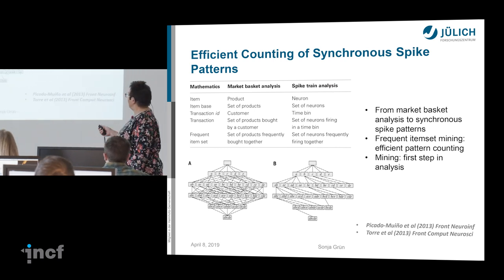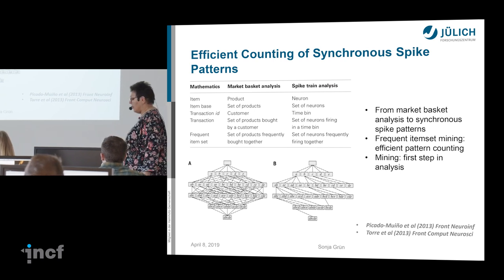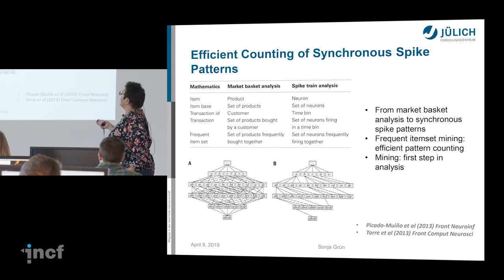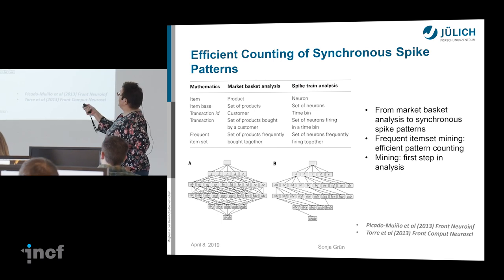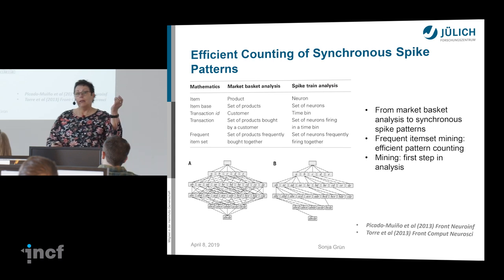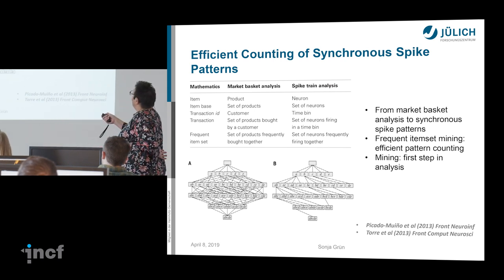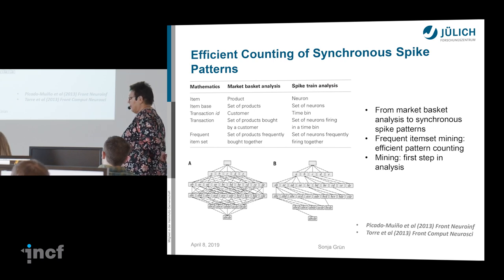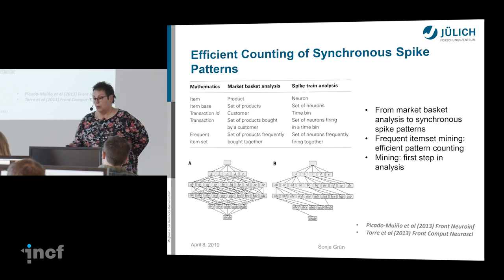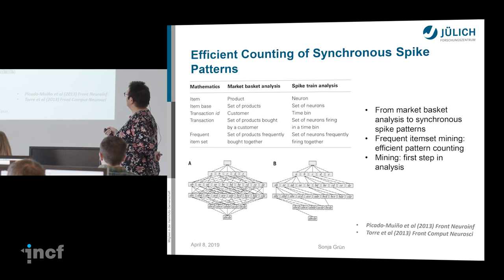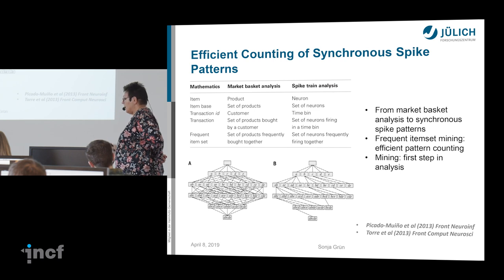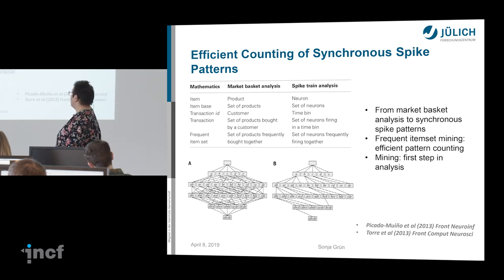And we were able, together with Christian Borgelt, one of the last authors, to make use of this approach to products in a market basket analysis for a spike train analysis. Because I said, we have a similar problem if I consider each neuron as another product, another identity, and then the set of products would be the set of neurons which are active at a certain time bin. So we were able to translate this approach, which is called frequent item set mining, to the synchrony pattern analysis of parallel spike trains.